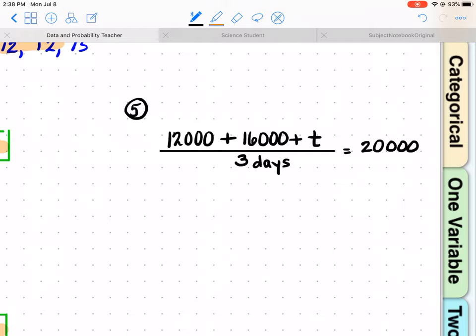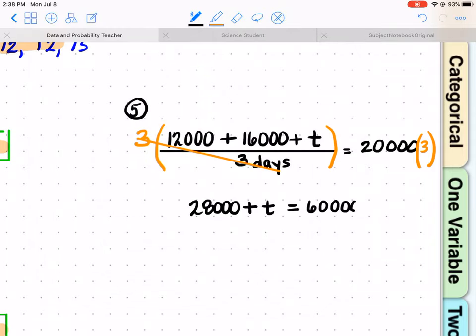And this is where you have to use some algebra. The first thing I'm going to do is add the 12,000 and the 16,000 to get 28,000 plus that third day. And to take care of this 3 on the bottom here, let me change colors so you can tell. We're going to multiply both sides by 3. And what that's going to do is cancel those 3s, which is what I want. And then I'm left with 20,000 times 3, that's 60,000. So that allows you to get rid of that fraction over there that makes this problem so ugly.